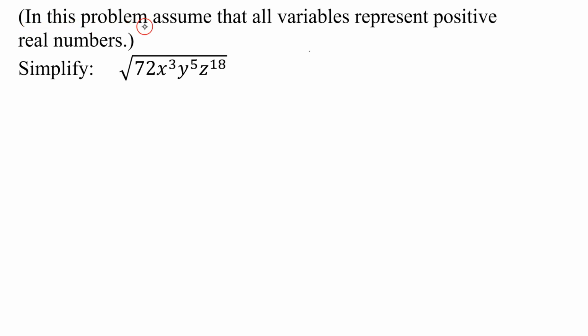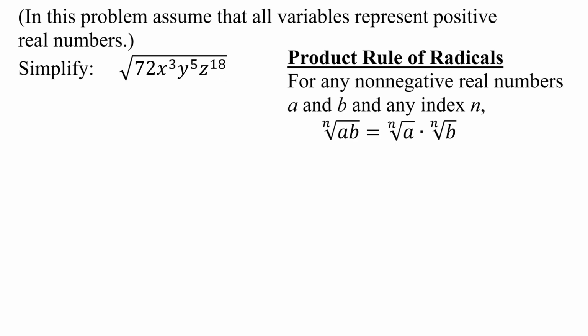In this example, we assume that all variables represent positive real numbers, and we need to simplify the square root of 72x cubed y to the 5th z to the 18th. If you notice, everything underneath this radical is all multiplied together. It's one big product. So we're going to have to use the product rule for radicals that I've written here.